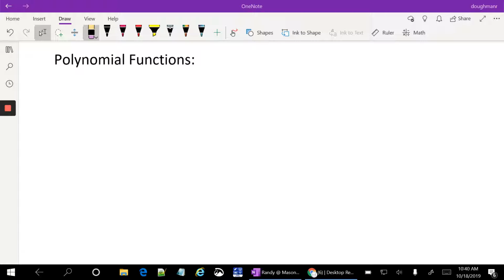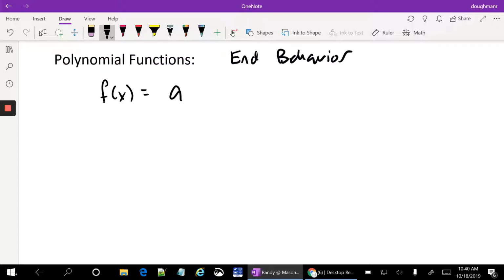Put this all together. When we talk about polynomial functions, we look at end behavior. We look at a polynomial function equals some number a times x to some power, and then there can be more terms in here, and it ends in our c, which we know is the y-intercept. So we just look at a and n. Those are the all important things to look at in any polynomial function.